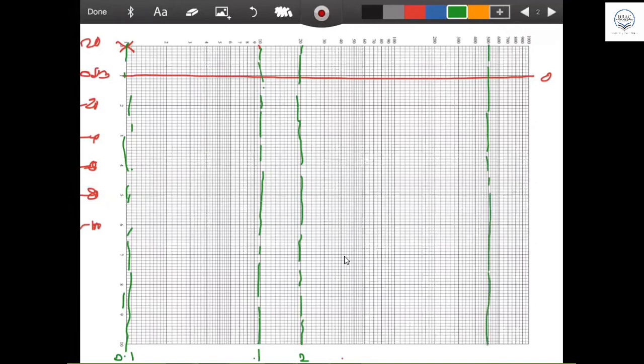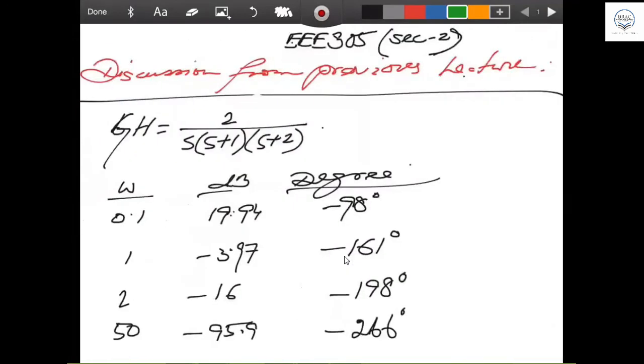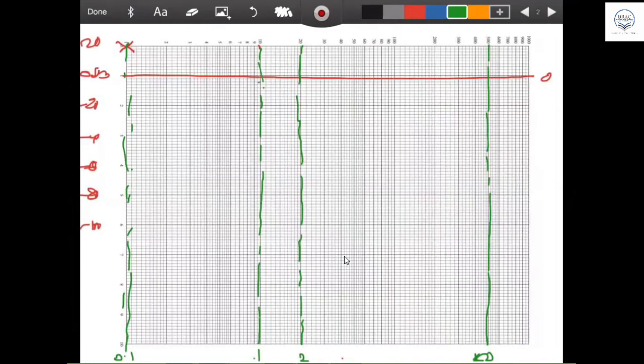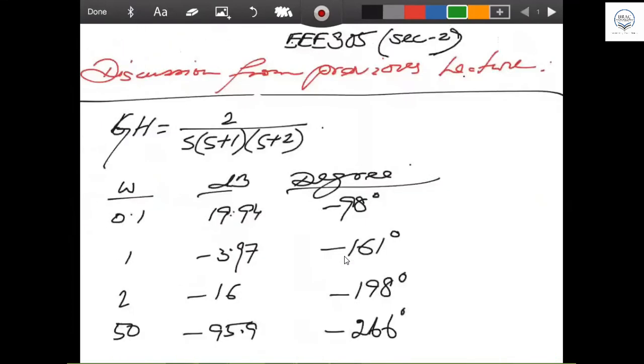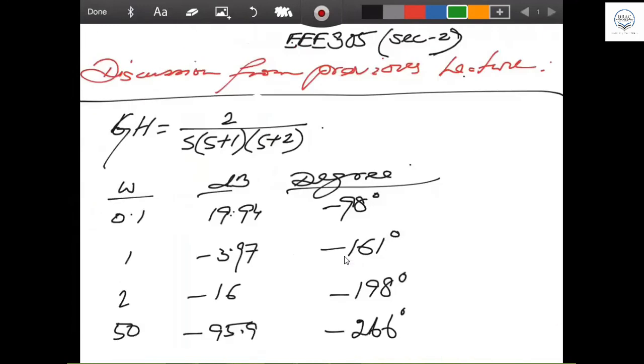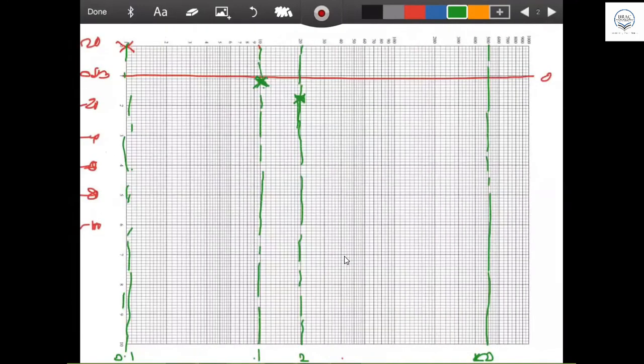We can check the answer you got. This is 50 radian per second, and this is 0 dB. For omega 1, we got minus 4, which is somewhere here. Then going to 2, minus 16 is somewhere here. Another one is minus 96, which is somewhere here.